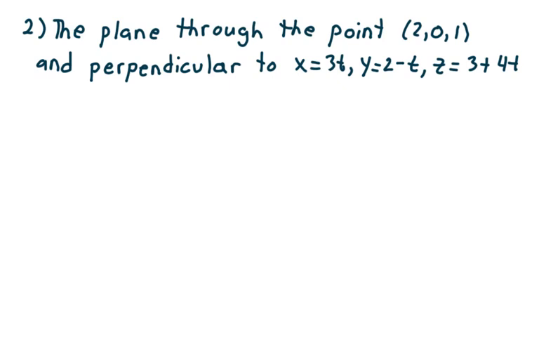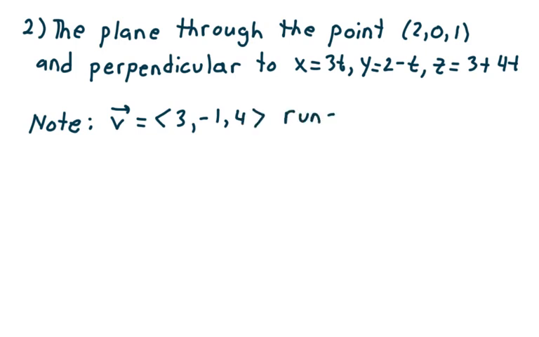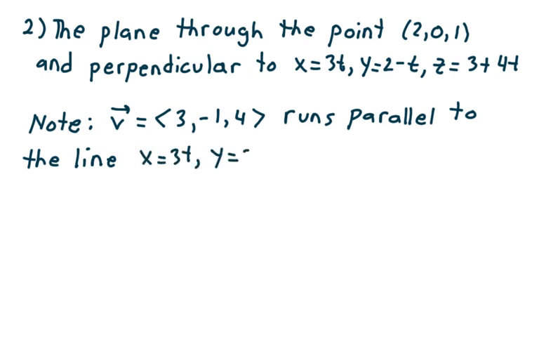Let's take a look at example 2. Suppose we want the equation of a plane through the point (2, 0, 1) and perpendicular to the line x equals 3t, y equals 2 minus t, and then z equals 3 plus 4t. Now, one thing I want you to note is that v, which is equal to the vector (3, -1, 4), runs parallel to the line x equals 3t, y equals 2 minus t, and z equals 3 plus 4t.